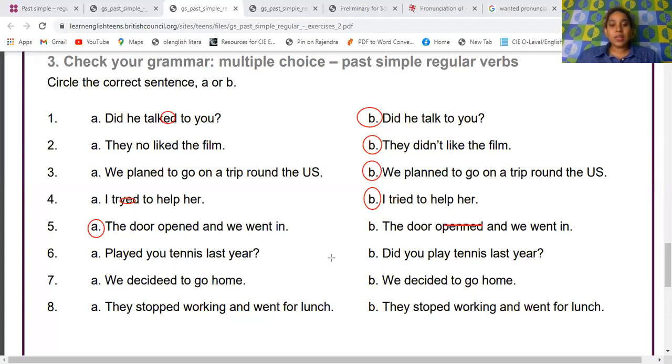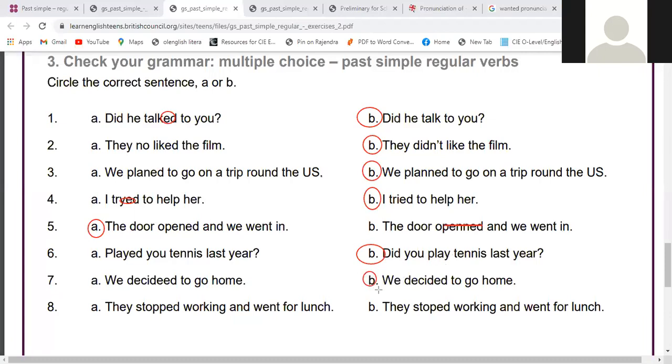Also the 6th one, B. Did you play tennis last year? 7th one? B.